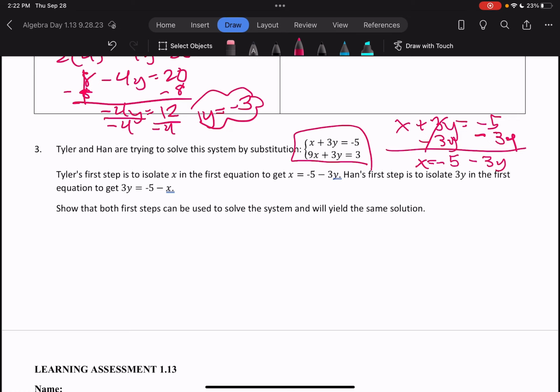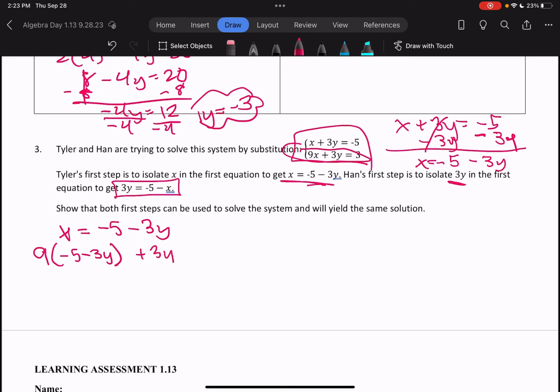All right, show that, and then Tyler's first step is to do this. Han's first step is to isolate 3y in the first equation and get this. Show that both first steps can be used to solve the system and will yield the same solution. So in this case, we want to prove both ways work. So let's continue Tyler's work first. So Tyler has x equals negative 5 minus 3y. So then we're going to plug that into this equation for x. So 9 times negative 5 minus 3y plus 3y equals 3.